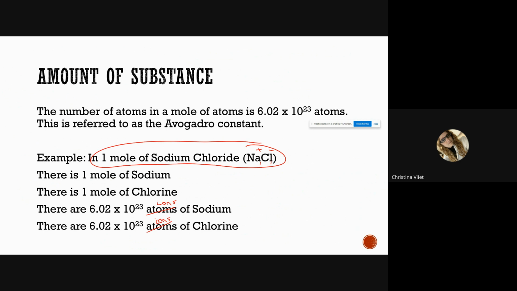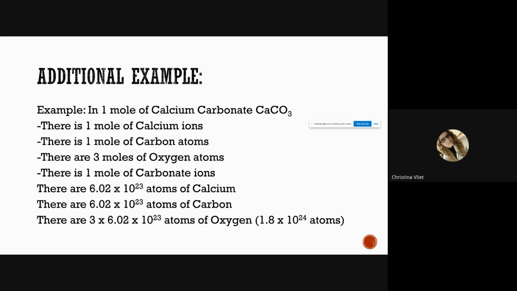Now, what if I had CO2? 1 mole of CO2. How many moles of carbon would I have? 1. How many moles of oxygen would I have? 2. Right. And so you've got to check the numbers for each atom, for each element. That tells you how many of each element you have. That's one of the key concepts you've got to understand throughout this unit. So I've got calcium carbonate. I've got 1 calcium, 1 carbon, and 3 oxygen.